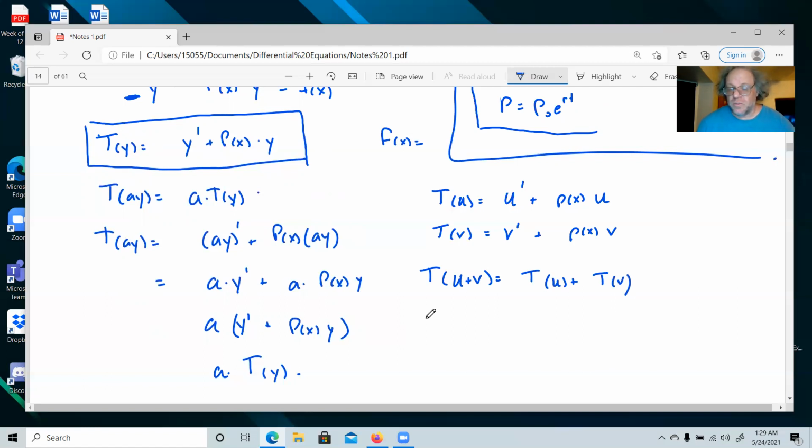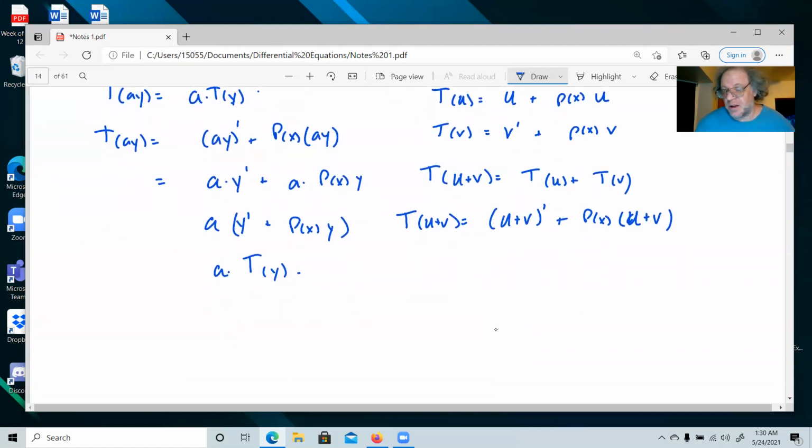So all I'm going to do is say, well, T of u plus v is equal to u plus v tick, taking the derivative of the argument, plus p of x times the argument, u plus v. Taking the derivative of a sum is very easy. We just say that's u tick plus v tick. Take the derivative of sine x plus cosine x. That's the derivative of sine x plus the derivative of cosine x. It's not that bad. It's not a product. And then this is just multiplication.